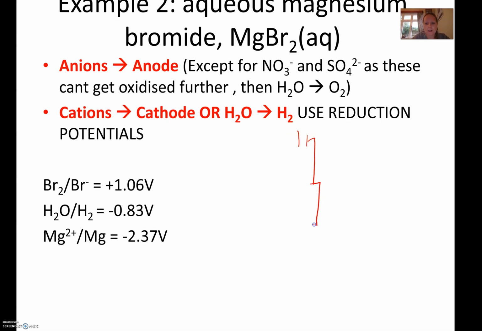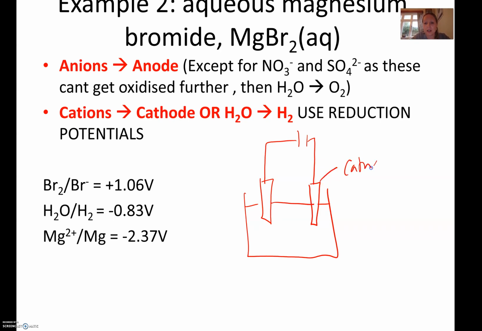So we've got our power supply and our electrodes. Now, I forgot to say in the last one, which is a bit remiss of me, what these electrodes are made out of. So we've got a cathode here, and remember, reduction always happens at the cathode, and we've got our anode here, and oxidation happens at the anode, and we've got electrons that flow from the anode to the cathode.